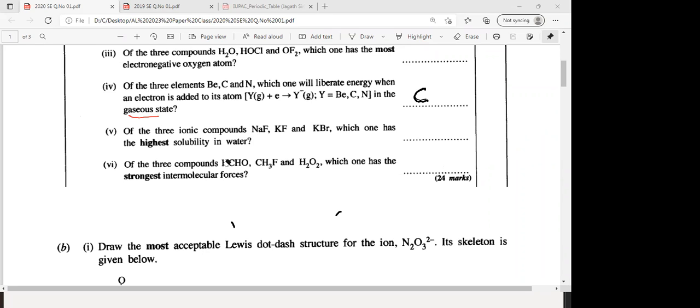Out of these three, which one has the highest solubility in water? Highest water solubility out of these three. NaF, KF, and the other one KBr. So cation and anion matter here. Highest solubility. Give me the answer.